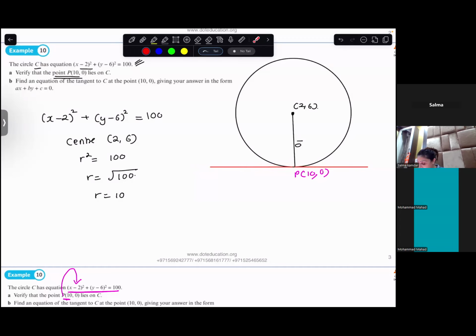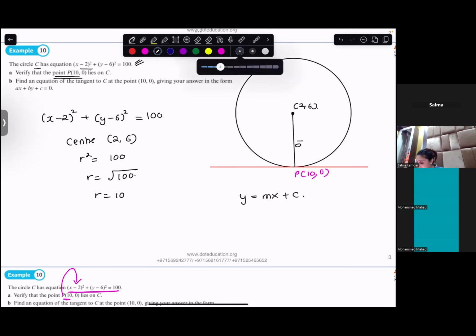And what would be the equation of the tangent? y is equal to mx plus c. The gradient is going to be... Gradient of what? Of the tangent. Anything else good that you could think of?